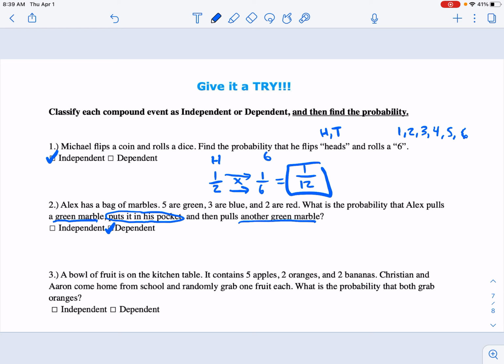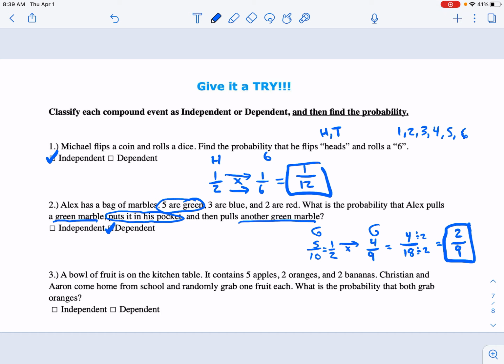Okay, so now finding the probability, we need to find green and then green again. So there's 5 green. It looks like there's 10 total. So 5 out of 10, which is equal to 1/2. But the second time I try to get green, the first marble I put in my pocket. So now there's only 4 green left and 9 total marbles left. So then when we multiply, 1 times 4 is 4, 2 times 9 is 18. We can simplify by 2, and we get 2 out of 9. So the probability of picking a green and not putting it back and another green is 2 out of 9.